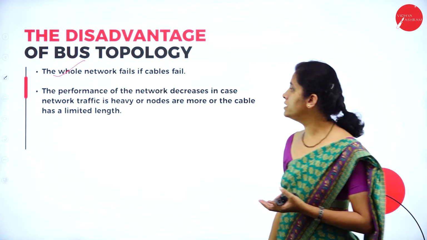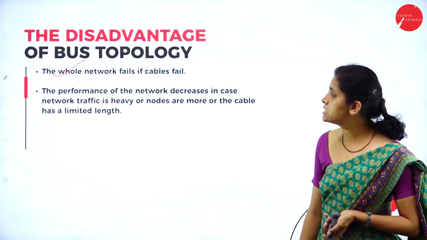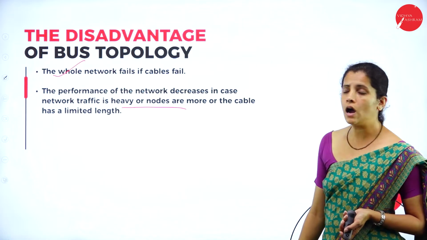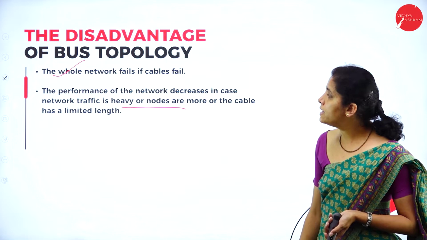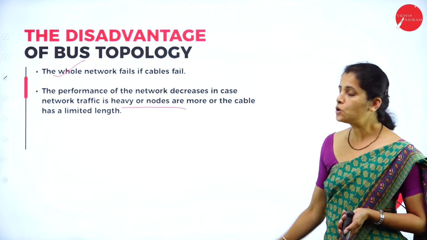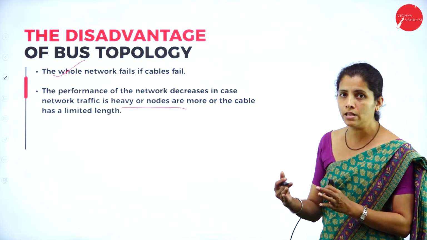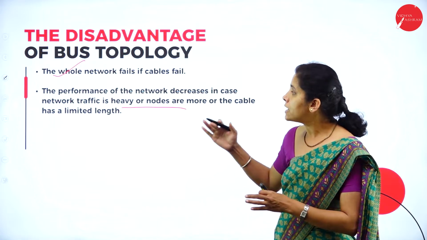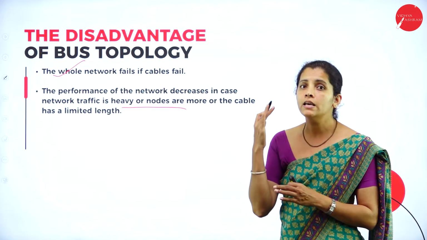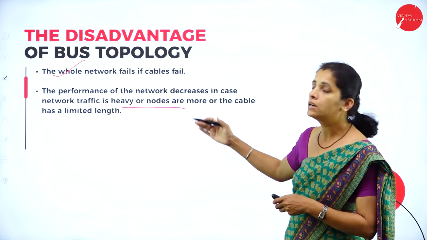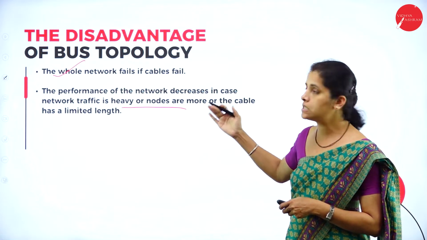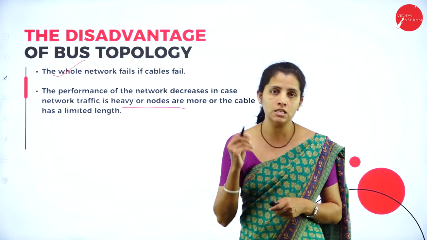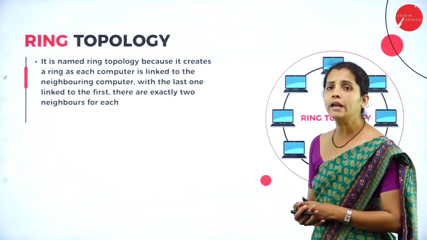The performance of the network decreases in the case network traffic is heavy, or nodes are more, or the cable has limited length. So all the data are going to travel through only one single line. So if the traffic is high, obviously the capacity of the network is going to decrease. These are the disadvantages of bus topology. To overcome these disadvantages, we have ring topology.